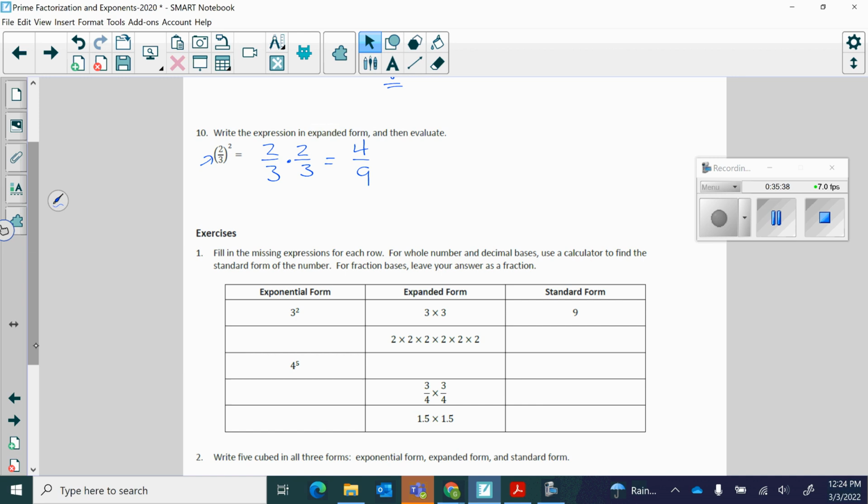Okay, let's look at this last one real quick. So we've given you an example written in exponential form, written in expanded form, and standard form. Standard form is the same as saying what does it equal. Okay? You have 2 minutes. Finish the table.